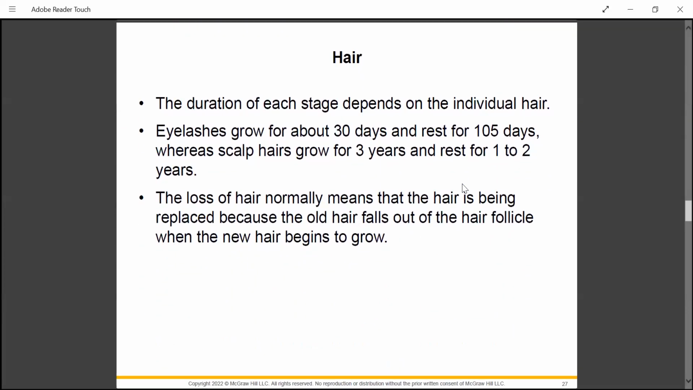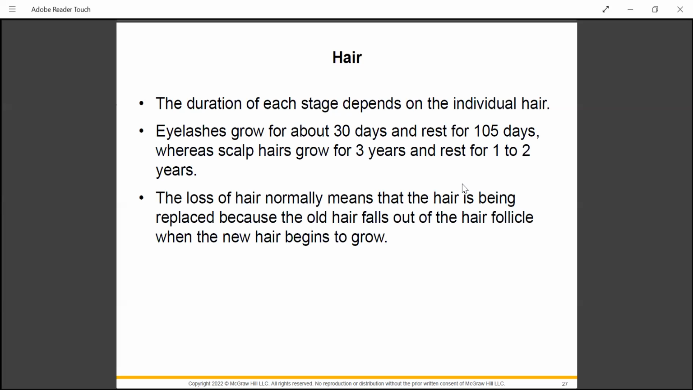Not every single hair on our body has the exact same growing stage and resting stage. For example, our eyelashes enter the growing phase for about 30 days, and then they are in the resting phase for about 105 days prior to a new cycle starting and our eyelashes falling out and being replaced. The hair on our scalp can grow for up to 3 years, and it can be in a resting phase for 1 to 2 years. So you're talking up to a 5-year span of one lifespan of a hair.